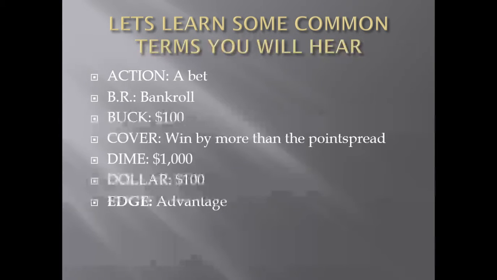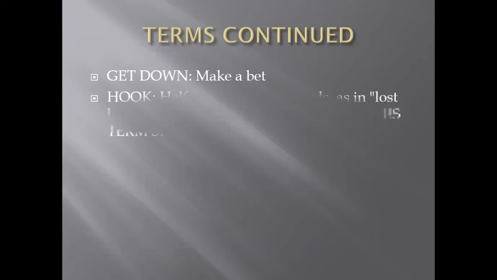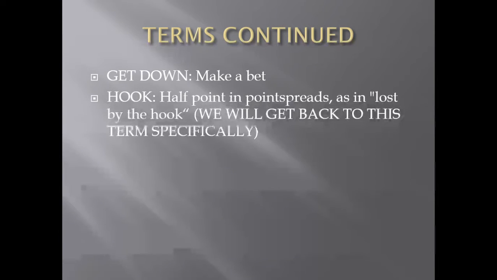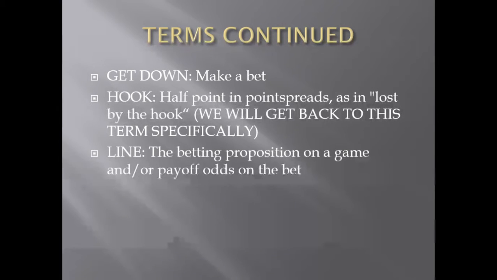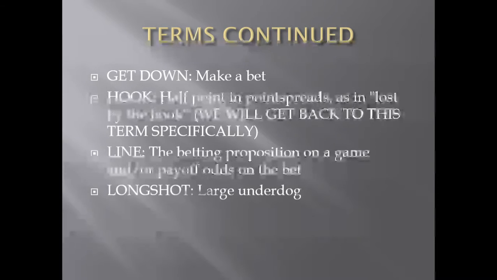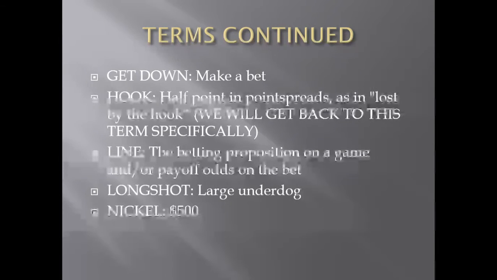Edge is just an advantage. Get down. It means to make a bet. The hook. Half points in point spreads, as in lost by the hook. We will get back to this term specifically. Line. The betting proposition on a game and/or payoff odds on the bet. Long shot. A large underdog. Nickel is $500.